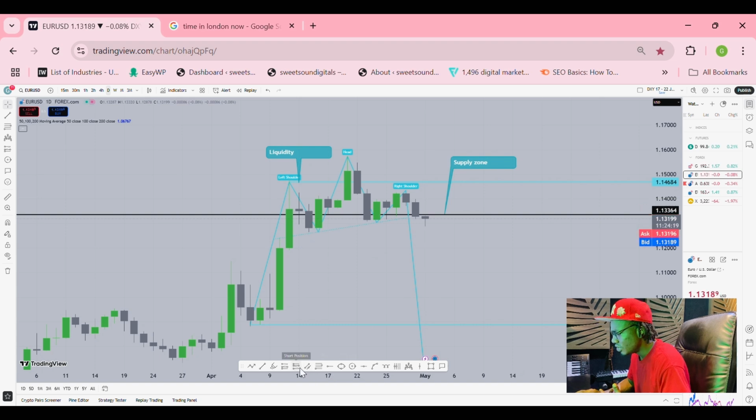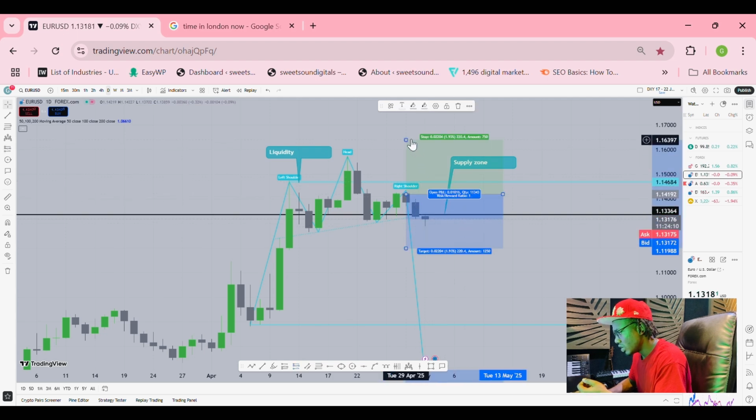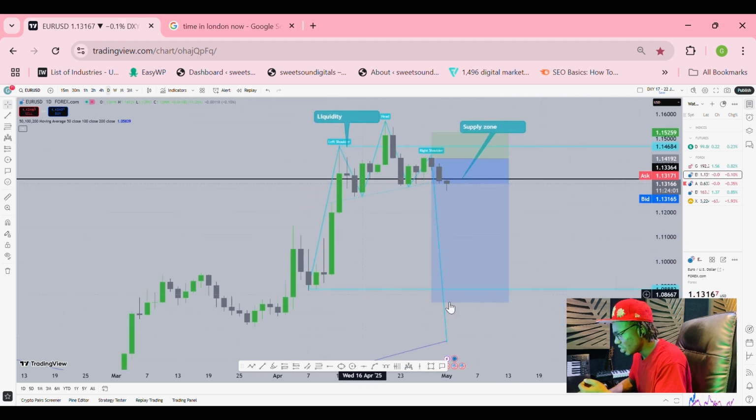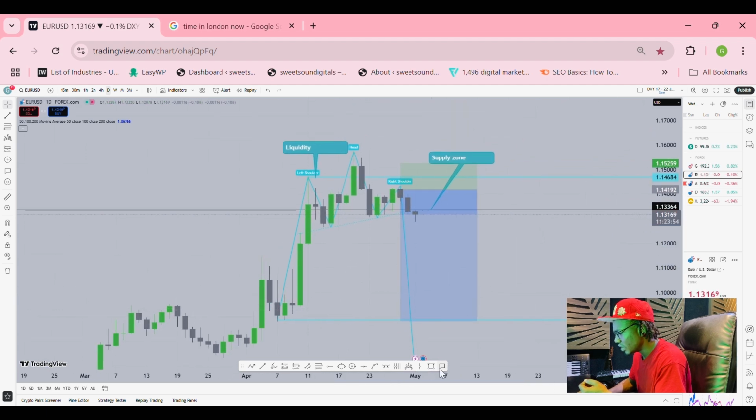So many traders must have gone in for this trade now, so we're expecting a short position, right? Stop loss above here, and then we're expecting a short position down here, at least a correctional move for the US dollar. At least down here. This is our take profit. This is a 1 to 5 trade, guys.